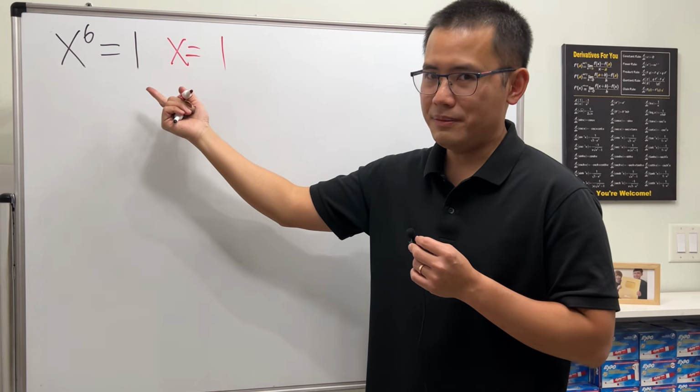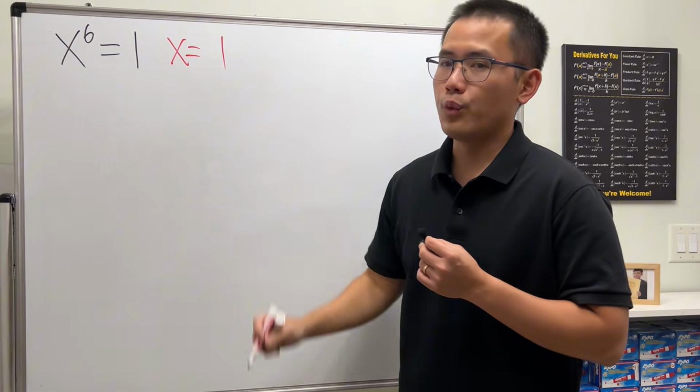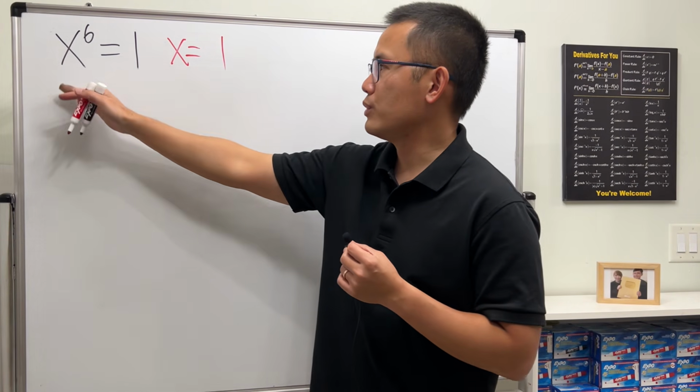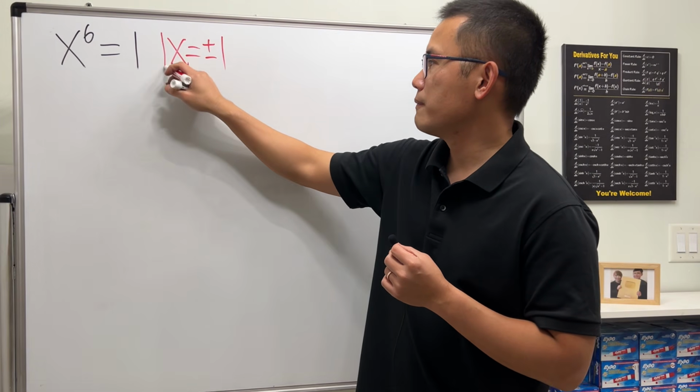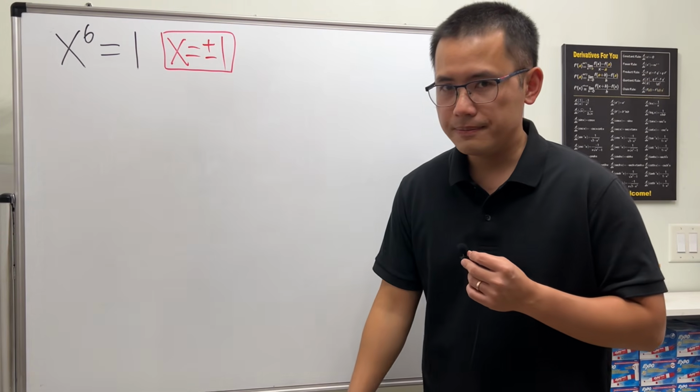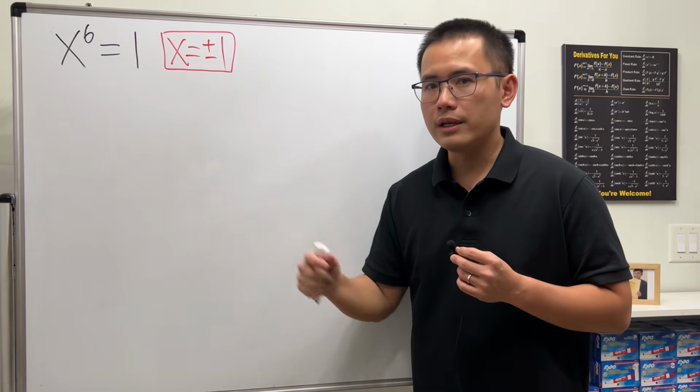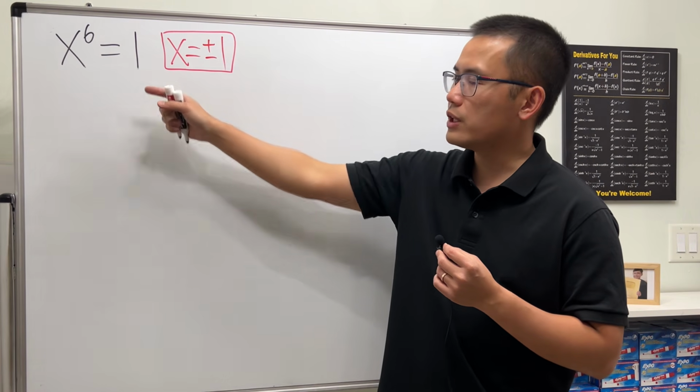the 6th power is equal to 1, but also negative 1 works as well. Negative 1 to an even power gives us positive 1. So we have plus or minus 1. We should be done, right? Well, in fact, these two are the only real solutions for this equation.